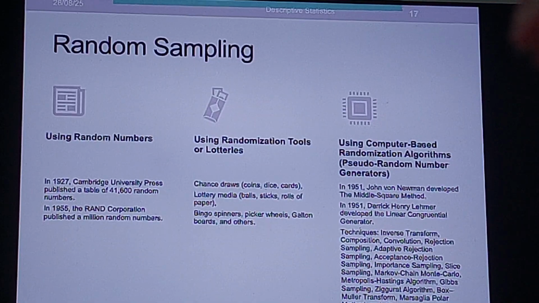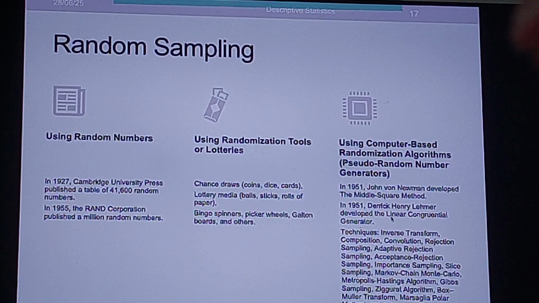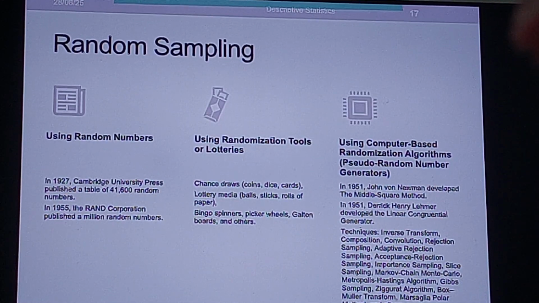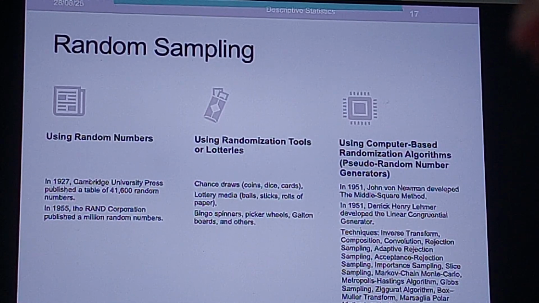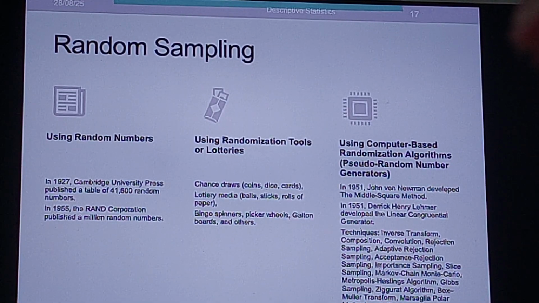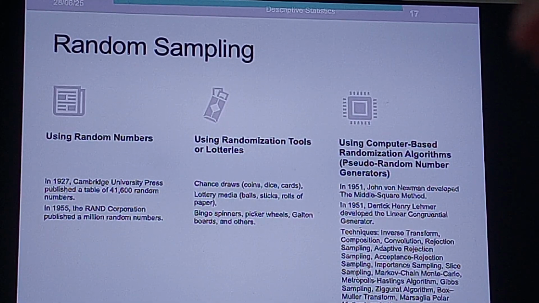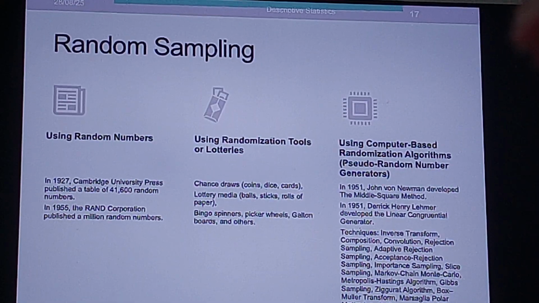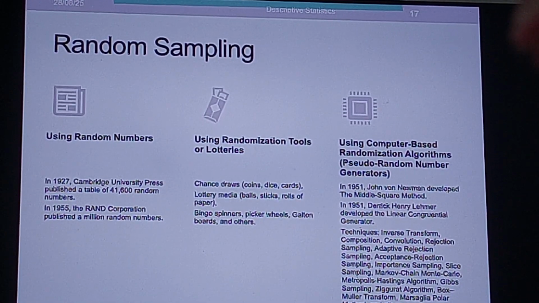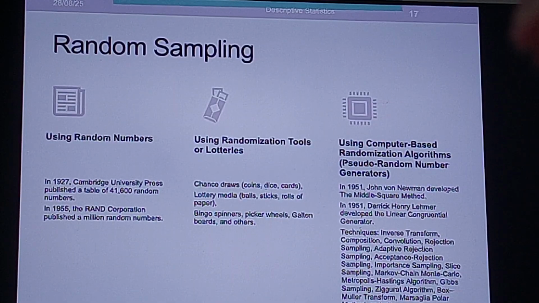Using a computer-based randomization algorithm. Yeah, there are a lot of methods, but usually we just use Excel and put random numbers between, for example, 1 to 800, and then sort them, and we can obtain the random numbers. Or you can also use your calculator using RND. If you have a scientific calculator, just put RND and press it every time, and there will be some number.